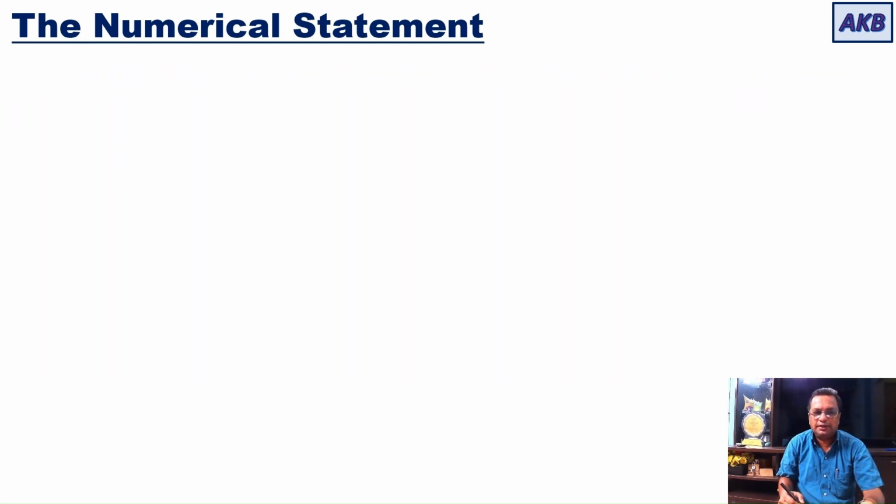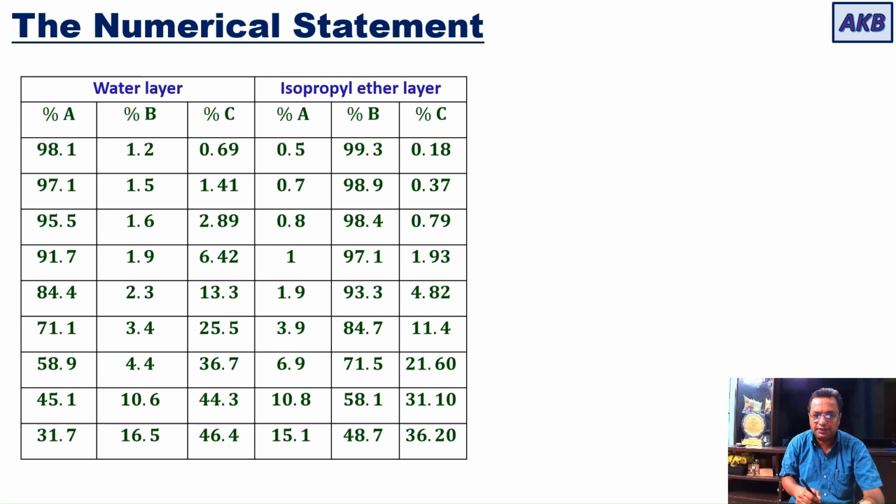Okay, now let us look at the equilibrium data, the ternary equilibrium data that is given to us. In this table you have information about two layers: the water layer, which is the water rich layer, and the isopropyl ether layer, the isopropyl ether rich layer. Why do we call this the water rich layer? Because you can see the major component is water, in this case A, because we have denoted water by A. So that's why we are calling it the water rich layer.